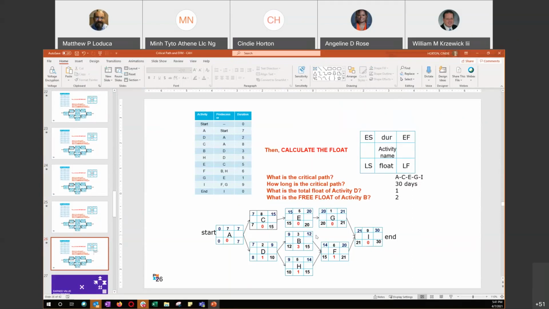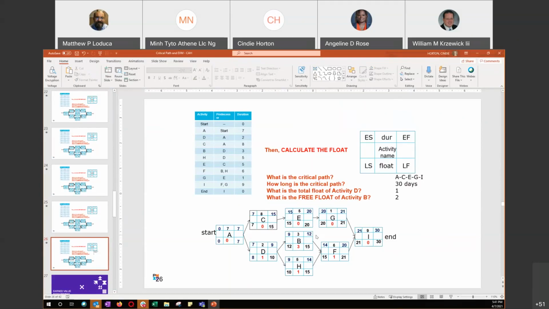And then within B or any of them, it'd be that 15 minus 12 is 3, that's your total float. Or 15 minus 14 for H, it's 1, or 21 minus 20 on F is 1, or 21 minus 21 in G is 0.